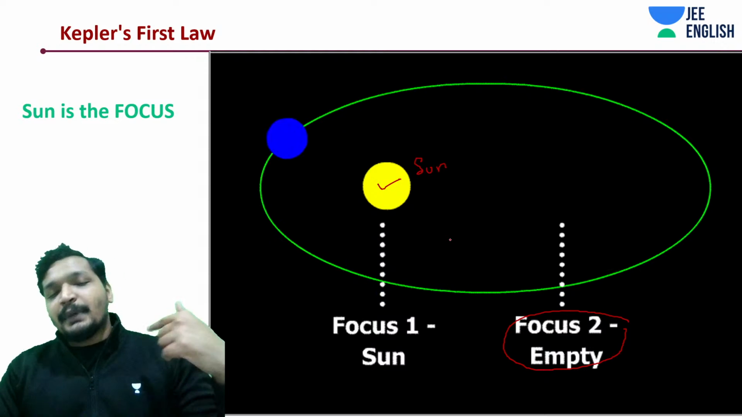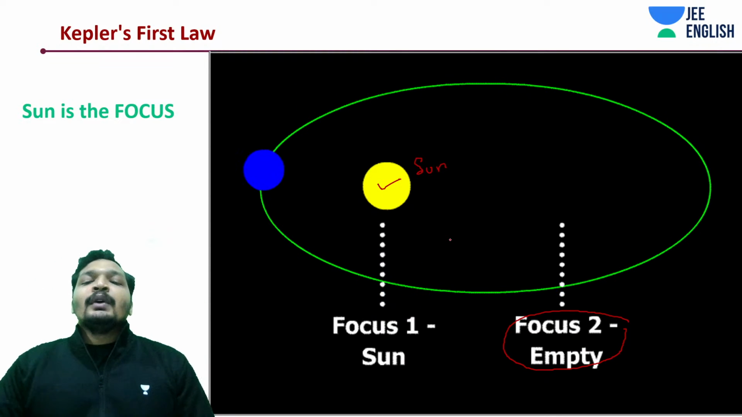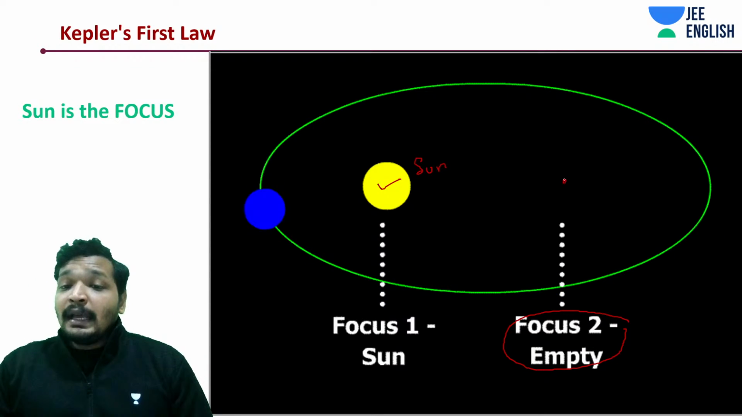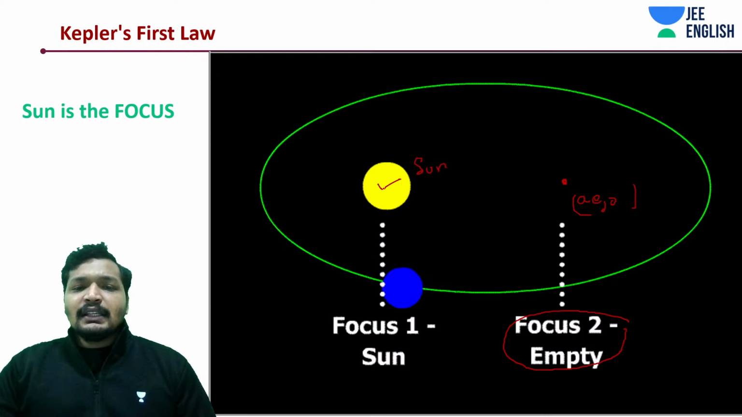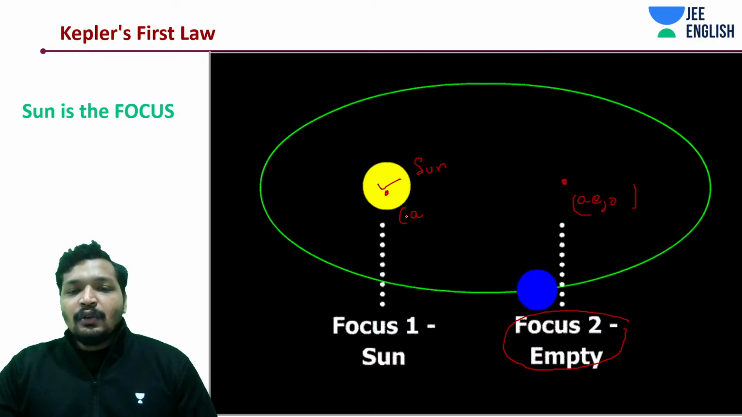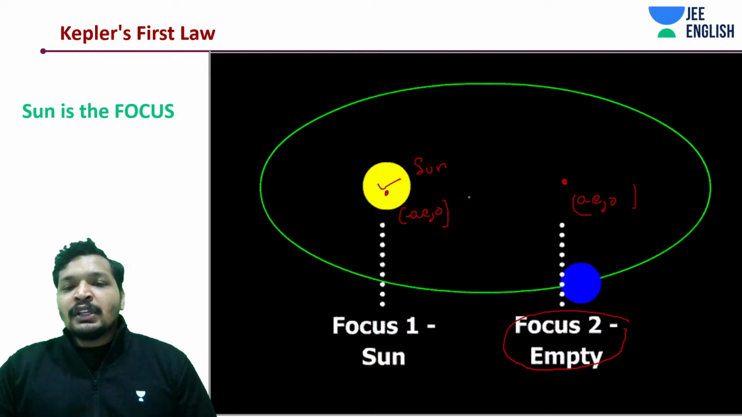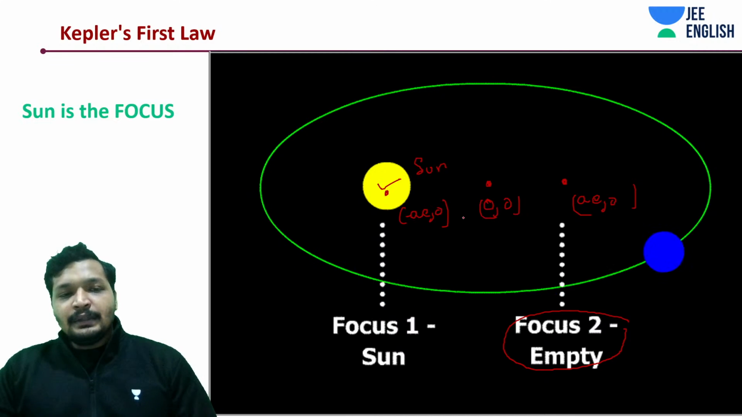Two foci are present in your ellipse. One is going to be (AE, 0), which means the other one is going to be (minus AE, 0), where the Sun is present. It can be at either focus. So (0, 0) is at the center, and you don't have the Sun there.